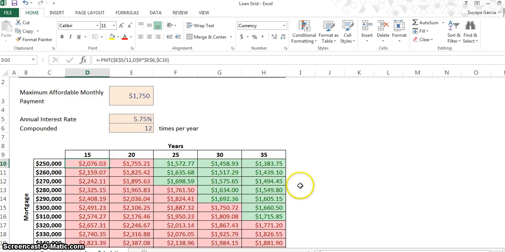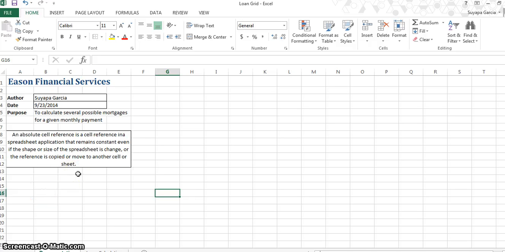I read the book back and forth, and I was able to get the formula. What I learned from this was the absolute reference. An absolute cell reference is a cell reference in a spreadsheet application that remains constant even if the shape or size of the spreadsheet is changed, or the reference is copied or moved to another cell of the sheet.